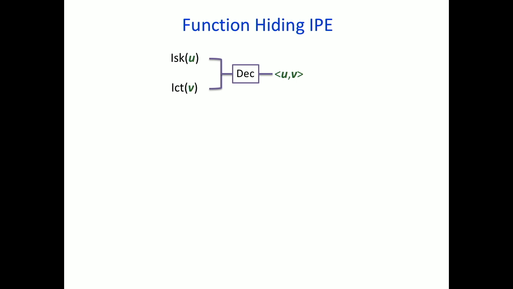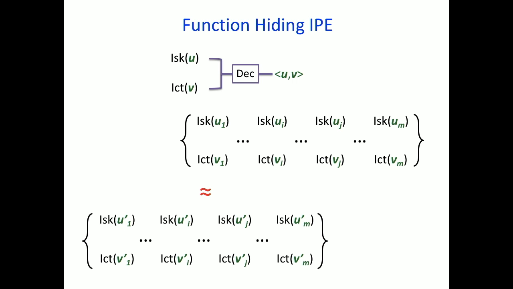So what IPE lets you do, as we said, is compute inner products. You can release a secret key associated with a vector and release a ciphertext associated with another vector. And when you decrypt this pair of secret key and ciphertext, it reveals exactly the inner product of those two vectors. And what function hiding guarantees you in this setting is that if you get a bunch of secret keys and ciphertexts for one set of vectors, and you get a bunch of secret keys and ciphertexts for a different set of vectors, they should appear indistinguishable, as long as all the possible quadratic number of inner products are identical.